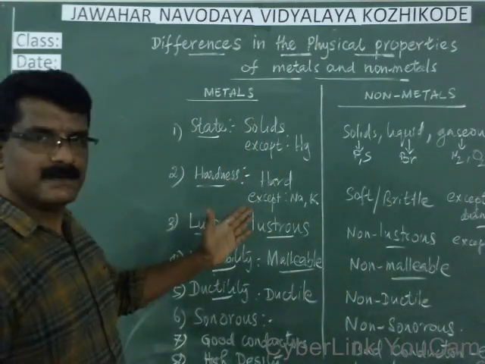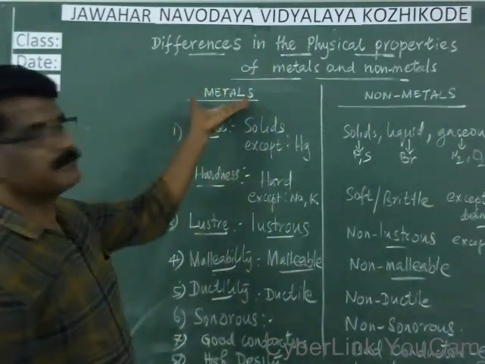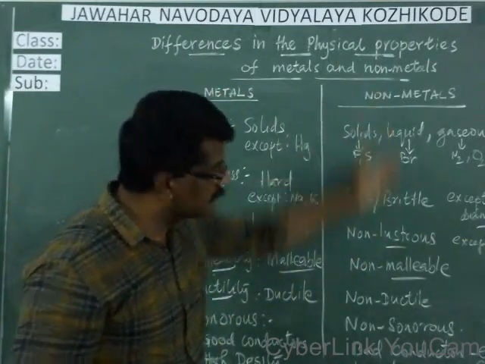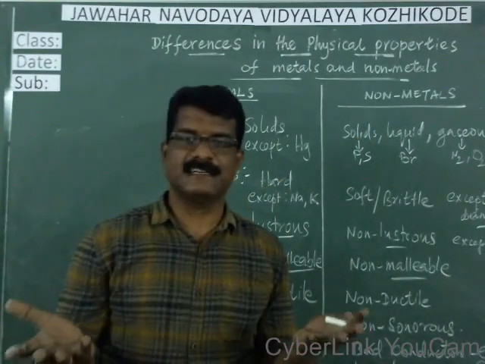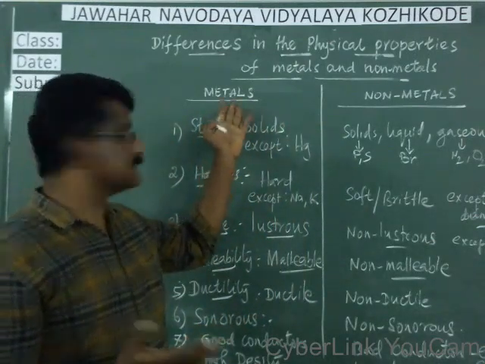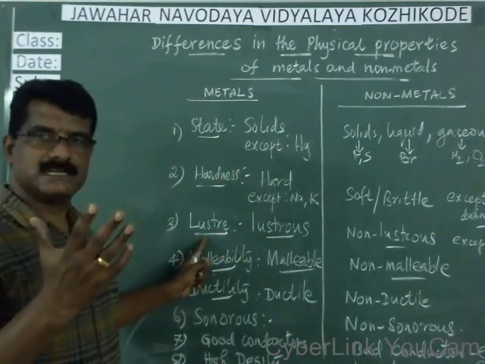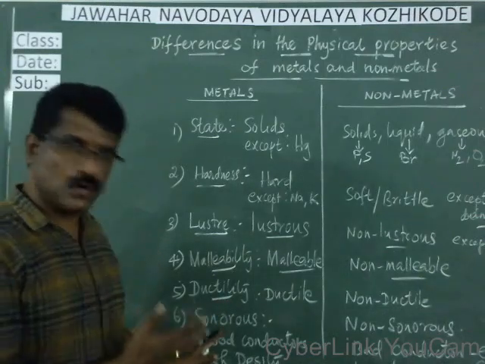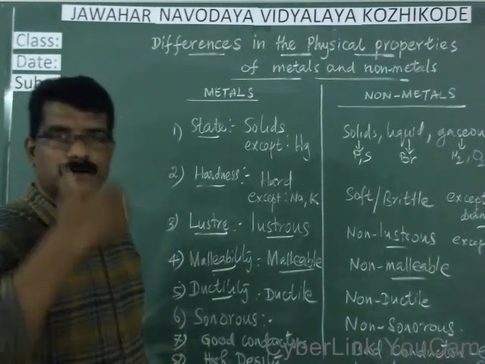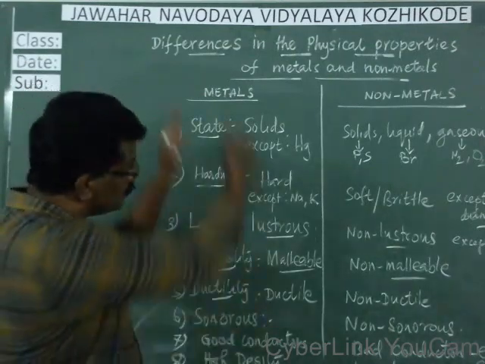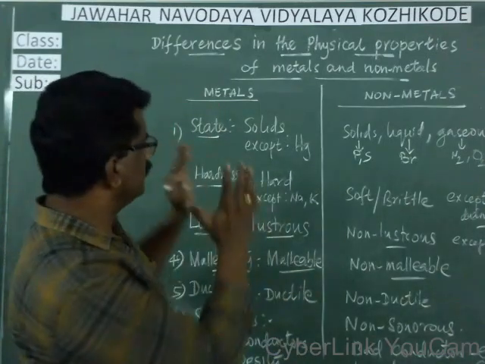See how many differences. Those elements which possess these physical properties, we keep under metals. And those elements which possess these other physical properties, we keep under non-metals. Now you understood how the elements are classified, isn't it? Based on these physical properties, metals are solids except mercury. They are hard, lustrous, malleable, ductile, sonorous. Metals are good conductors of heat and electricity. They have high density, and a high boiling point and melting point. So those elements which possess these properties, we keep under metals.